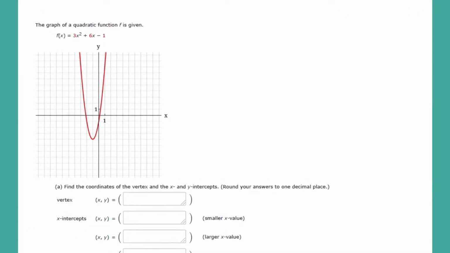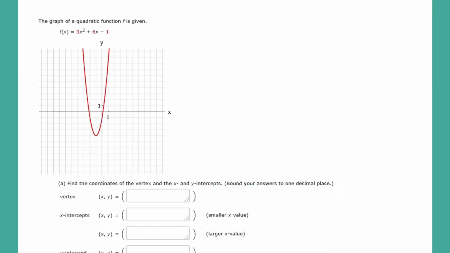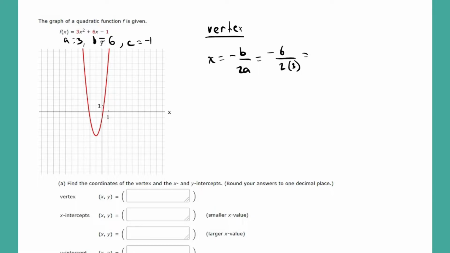It's on quadratic functions. So first things first, they want us to graph this quadratic function. When it's in this standard form, we need to find the vertex first. We can do that by using the formula: x equals negative b over 2a. So a is 3, b is 6, and c is negative 1. If we plug in the values, you're going to get negative 6 over 2 times 3. It's going to be negative 6 over 6, which is negative 1.